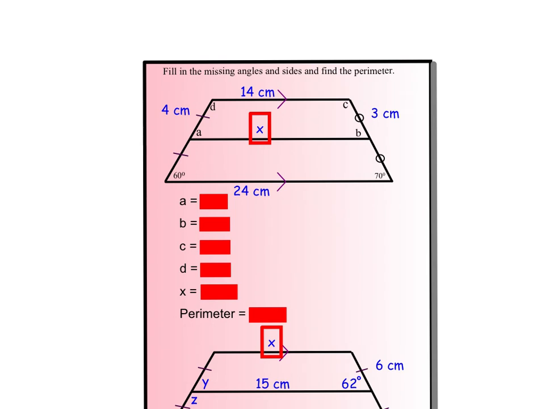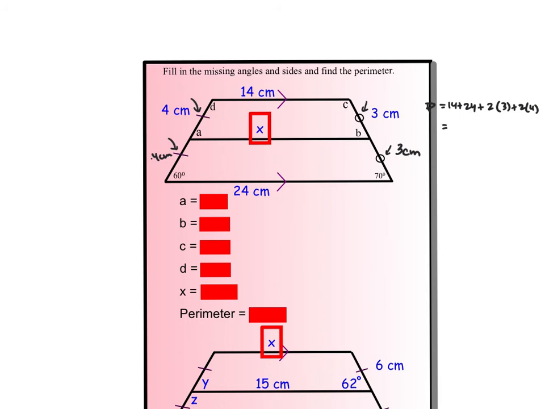Okay, let's look at this first example here. It says fill in the missing angles and sides and find the perimeter. So just based on how this looks, I see this marking here, this marking here. I know this will be 3 centimeters. And then I see the same on the other side, so this will be 4 centimeters. Now, if I want the perimeter, I can just add up 14, which is the base on the top, 24 base on the bottom, plus 2 3s and 2 4s. This will equal the perimeter of the trapezoid.